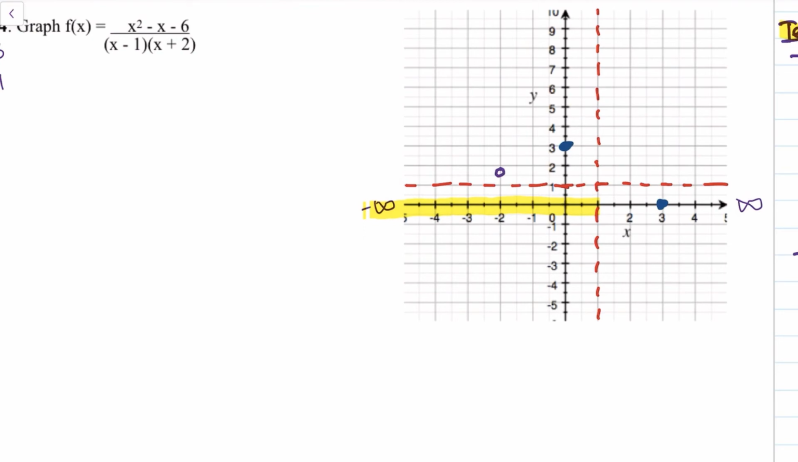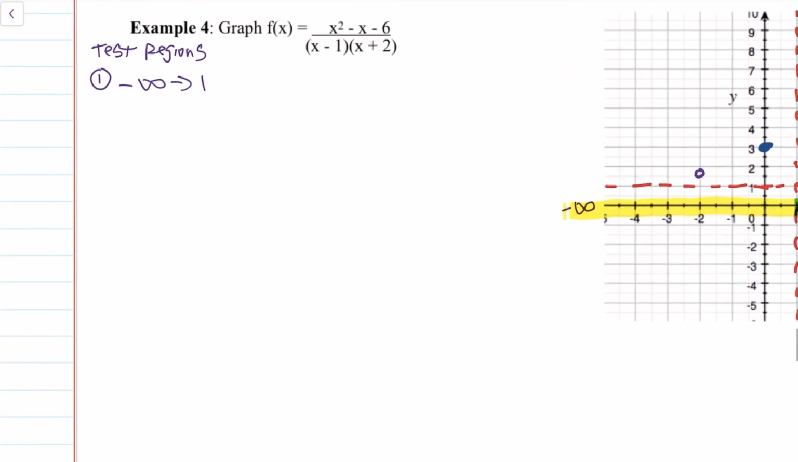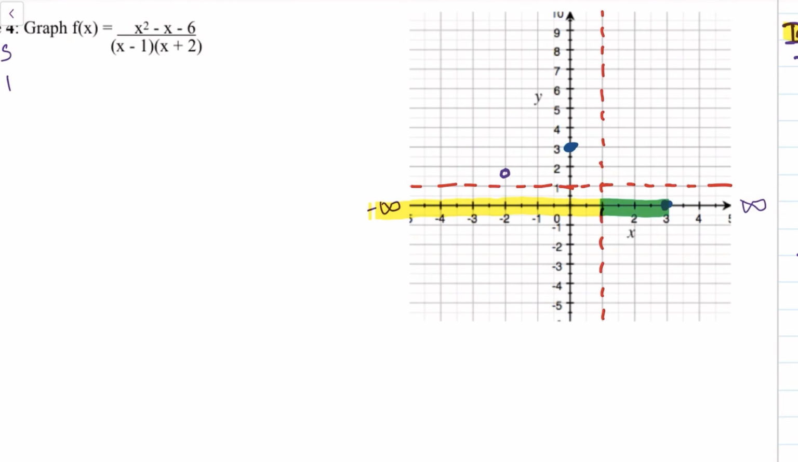The next test region is going to be from 1, and we're going to stop at 3 because we have an x-intercept. So the next test region, test region number 2, remember, starts where the first one leaves off, and we're going to continue that up until that x-intercept at 3. And you can see it right there.